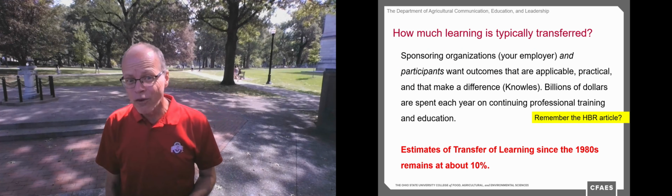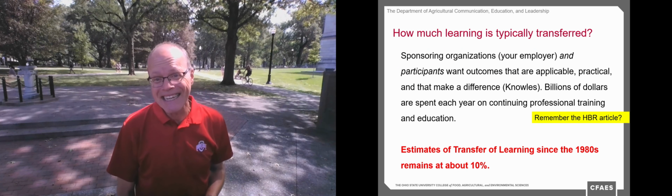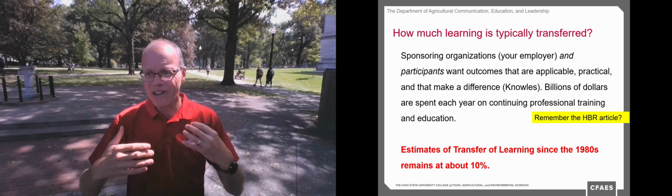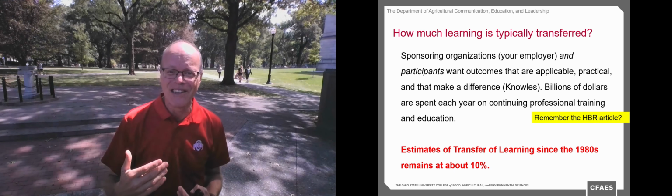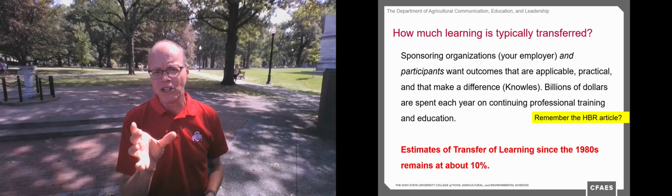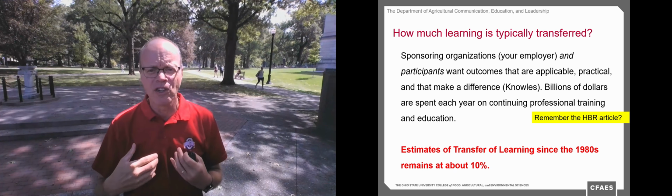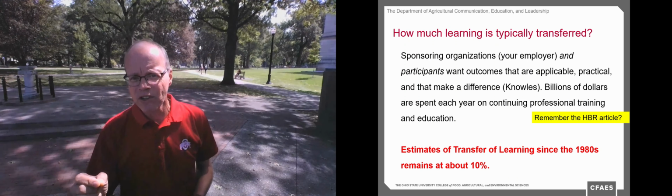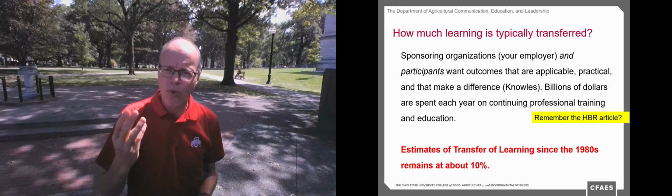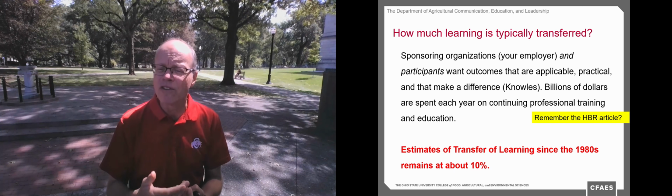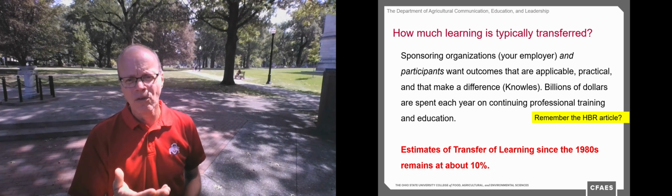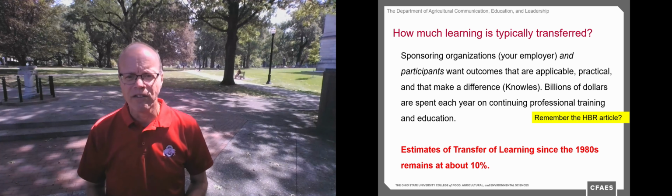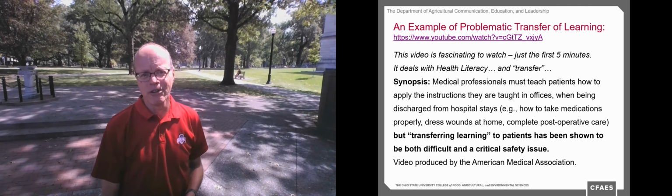So, unfortunately, since the 80s, transfer of learning, the Harvard Business Review article on this, shows that it's about 10% of what is conveyed is actually transferred into learning and knowledge. So the sponsoring organization, that could be your employer if you work for Extension or a for-profit business and you're doing training, but that organization and the participants want the outcomes to be practical and to be able to apply them to make a difference. Think adult learning theory. Knowles, 68 is when Knowles actually first wrote about andragogy, and then 84, 85, he started revising. Anyway, billions of dollars are spent on training.